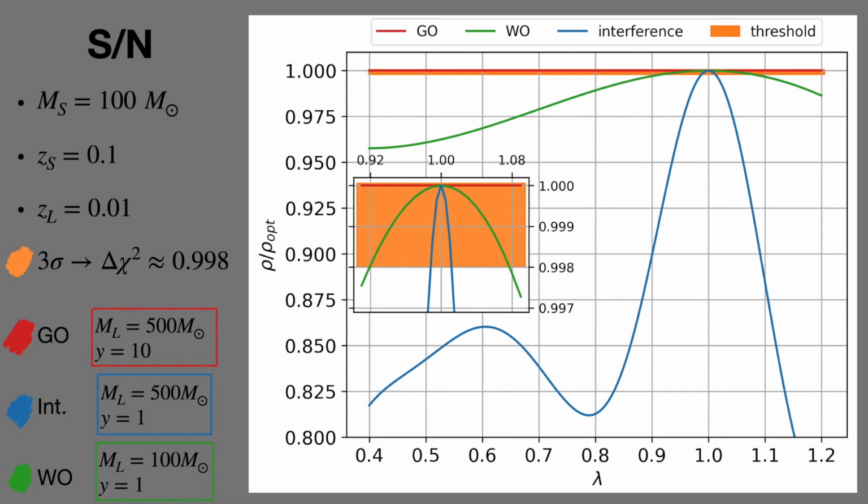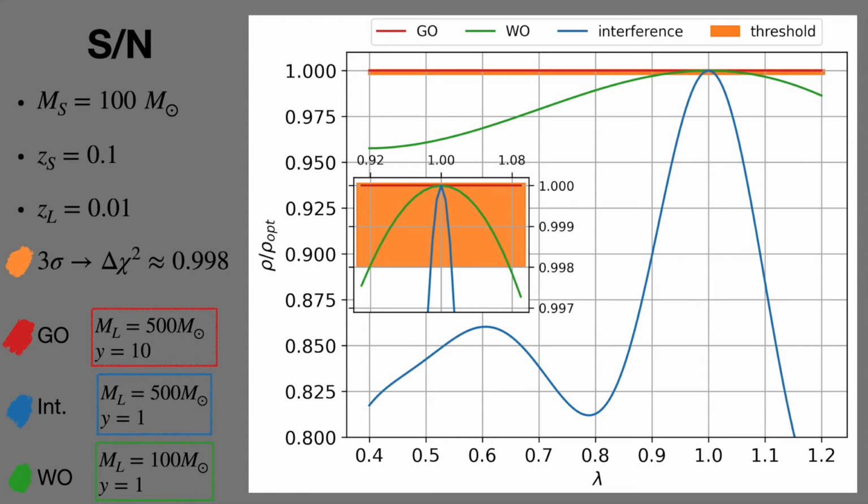In this plot, I'm showing the signal-to-noise ratio normalized at the optimal value, when lambda is equal to 1 here. And I'm showing how it behaves with lambda for the different optic regimes that we introduced earlier. So when the signal-to-noise ratio curve leaves the confidence region, it means that the degeneracy is broken. The plot here confirms what we saw earlier. That is that the interference regime is the best case we can have, while in geometrical optics we are not breaking the degeneracy at all.